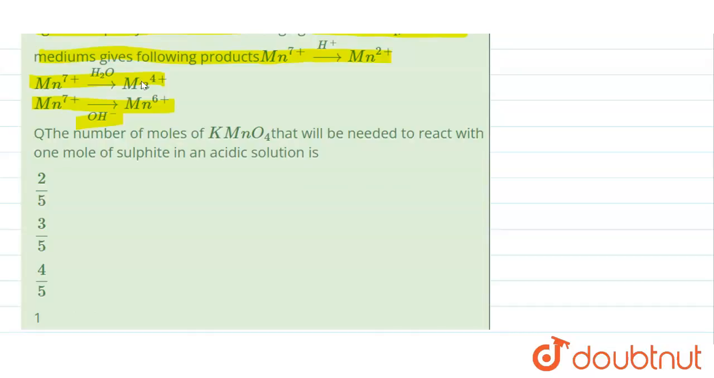Now the question is: the number of moles of KMnO4 that will be needed to react with 1 mole of sulphite in an acidic solution. So a sulphite over here is SO3 2 minus and acidic medium is H plus. Over here the oxidation state of Mn in KMnO4, this is plus 7. So how do we get this? 1 plus Mn plus minus 2 into 4 is equal to 0. Mn is equal to plus 7.